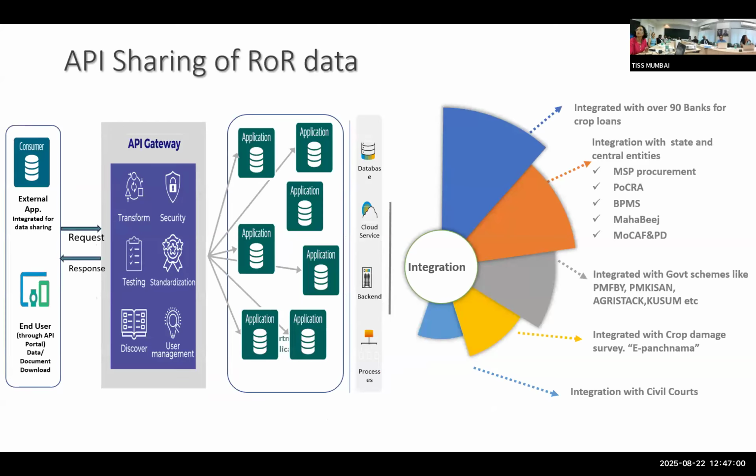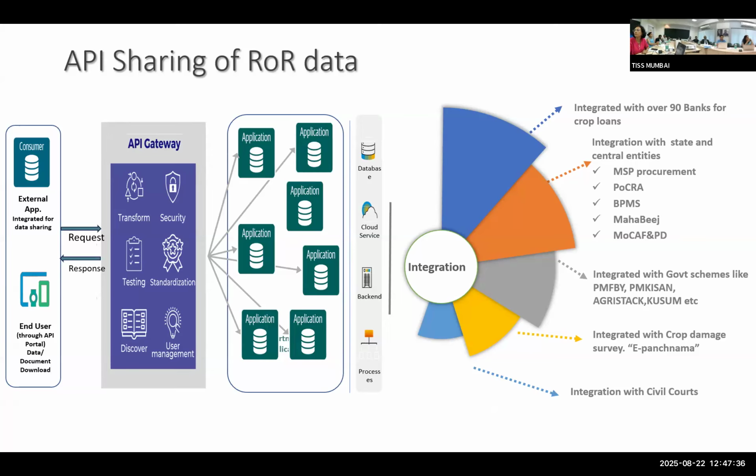This is one very important thing which I wanted to explain. It is about sharing of the data. Record of rights data is currently shared with government entities and the institutes under them. It is integrated with over 90 banks for crop loans, and integrated with state and central entities like MSP procurement, then POCRA, which is a research institution, building plan management system, which is basically studying the seeds, and to them also we have shared our data.